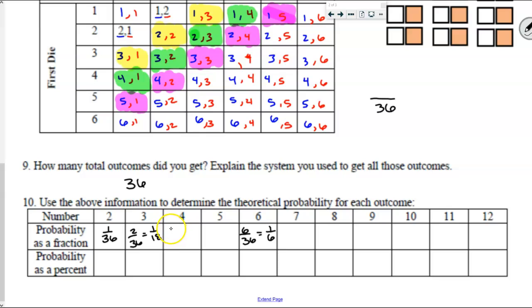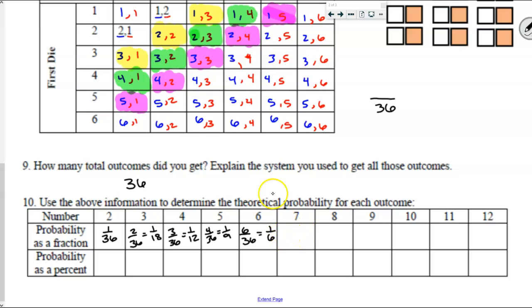4, as I just incorrectly mentioned for 3, 4 has 3 possibilities, 3 and 1, 2 and 2, and 1 and 3, so that one is 3 out of 36, or 1/12. 5 is at 4 out of 36, which simplifies to 1/9.